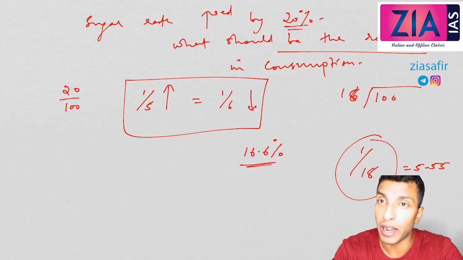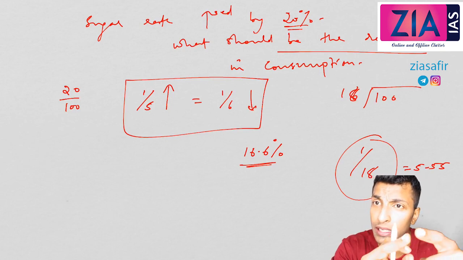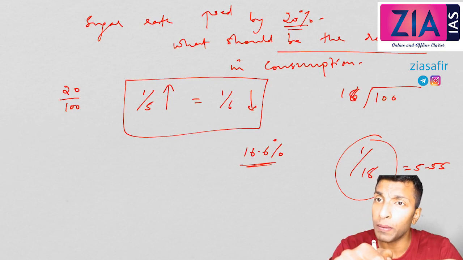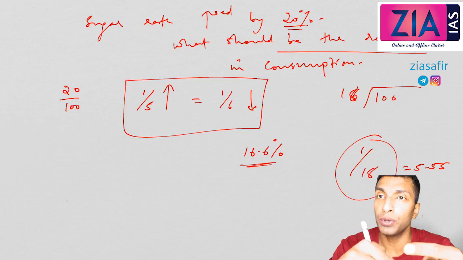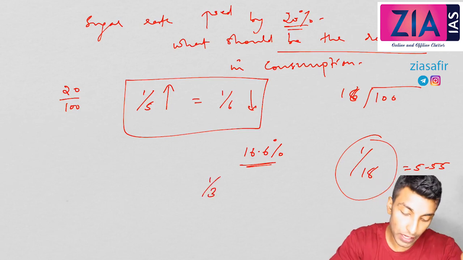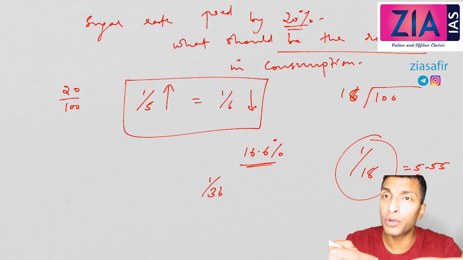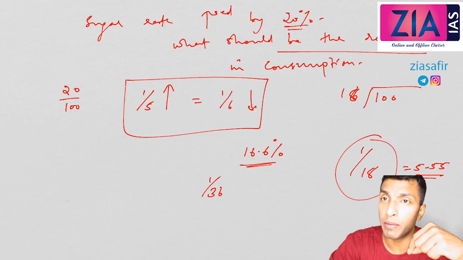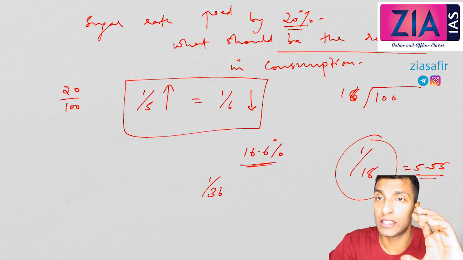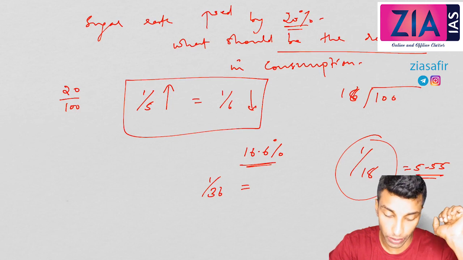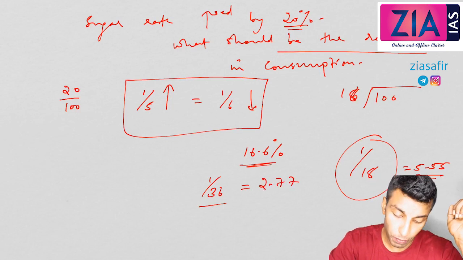Or if you don't know 1 by 9, at least you know 1 by 3. 1 by 3 is 33.3. Divide by 3, you will get 1 by 9, so 11.11, and divide by 2, you will get 1 by 18. If it is 1 by 36, divide by 2 further. So 5.55 divided by 2, that is 2.77, right? That range you will get. Okay, so 1 by 36 will be 2.77.